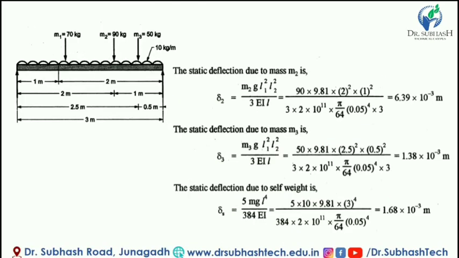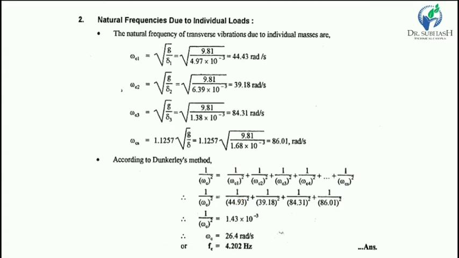So through the Dunkerley method we have to solve this example and find out the frequency. We have to find out omega C, and the equation for the Dunkerley method is 1 upon omega C square is equal to 1 upon omega C1 square plus 1 upon omega C2 square plus 1 upon omega C3 square plus 1 upon omega C4 square plus 1 upon omega Cs square. So first we have to find out all the values of omega C1, omega C2, omega C3, omega C4 and omega Cs.